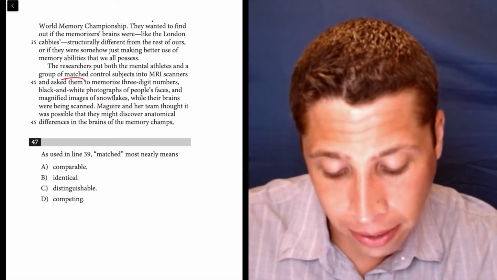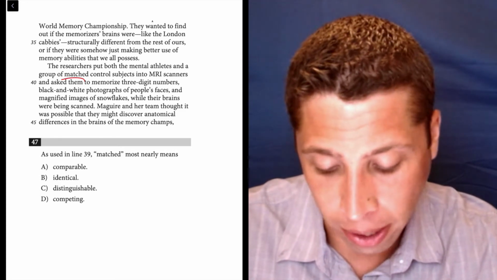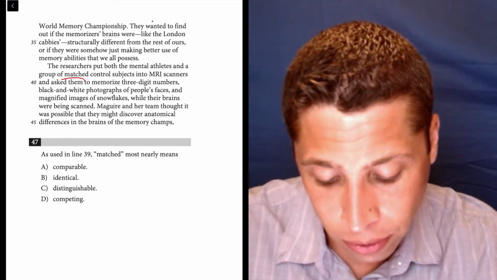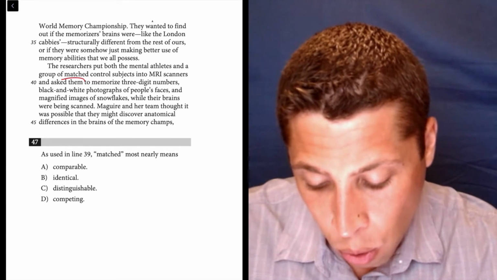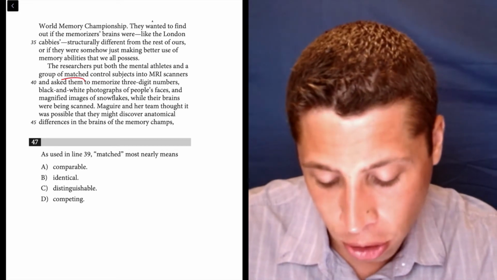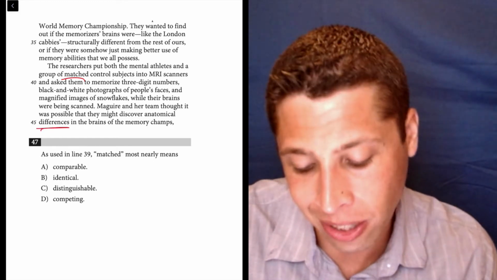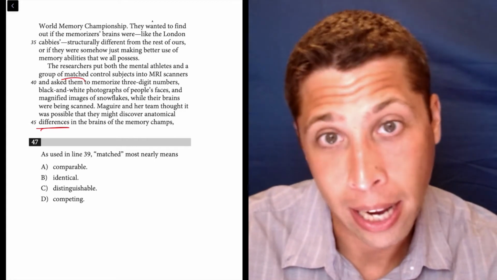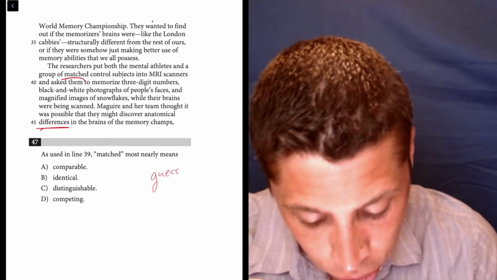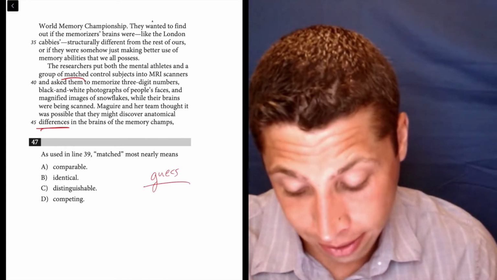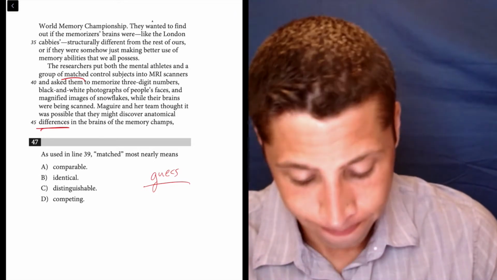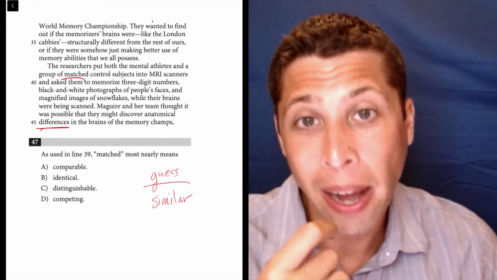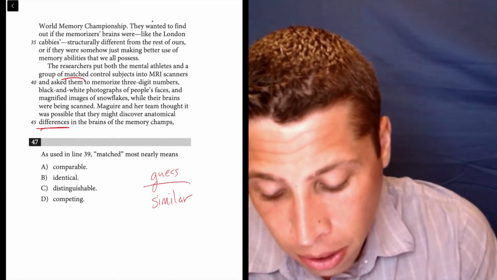The researchers put both the mental athletes and a group of matched control subjects into MRI scanners and asked them to memorize 3-digit numbers, black and white photographs of people's faces, and magnified images of snowflakes while their brains were being scanned. So what they're trying to do, I guess I can read the next sentence too. McGuire and her team thought it was possible that they might discover anatomical differences in the brains of the memory champs. So they're putting two groups of people in this MRI, and so they're trying to take the mental athletes and a group of similar control subjects.